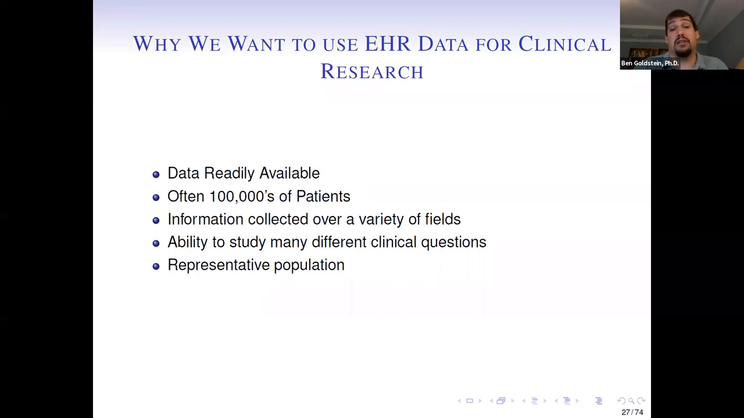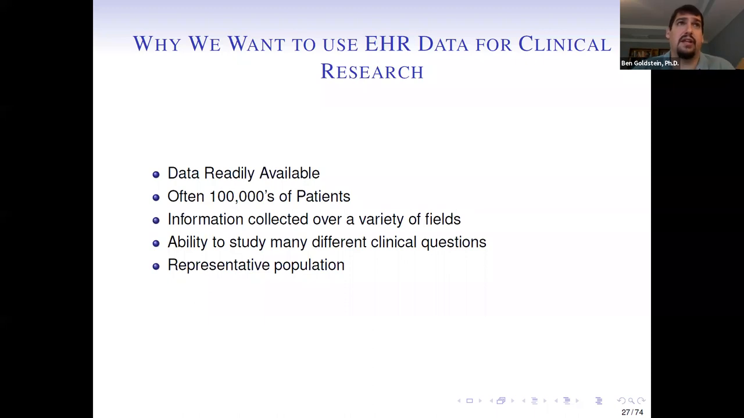And also methodologically, they open themselves up to various methodological questions. So whether you're thinking about population health or comparative effectiveness or risk prediction, these data support all different types of studies. And again, as someone who enjoys working with data, that's really exciting.